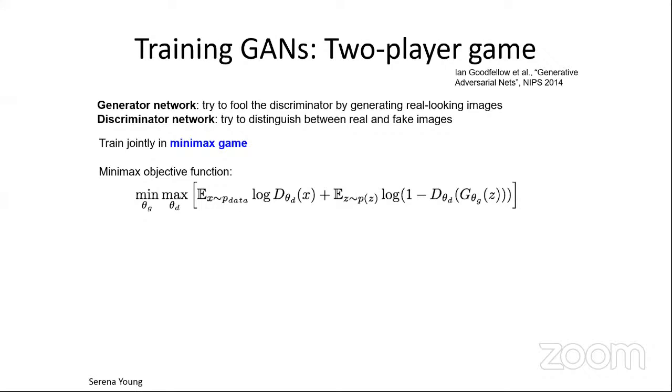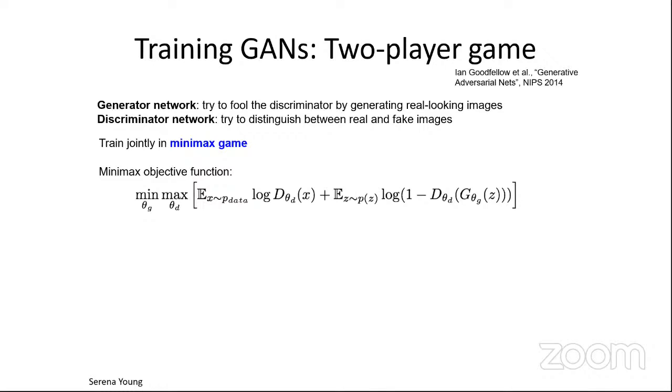What is it doing? Let us suppose theta g is the set of parameters of the generator network, and theta d is the set of parameters of the discriminator network. All weights and biases of the generator denoted together as theta g, for the discriminator denoted together as theta d.